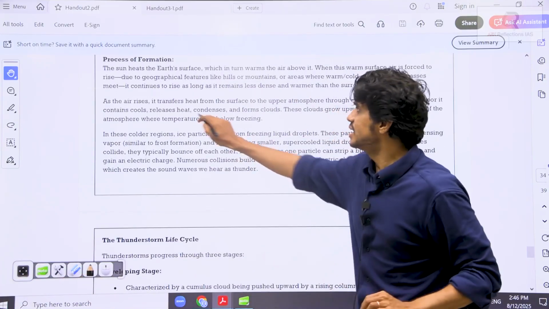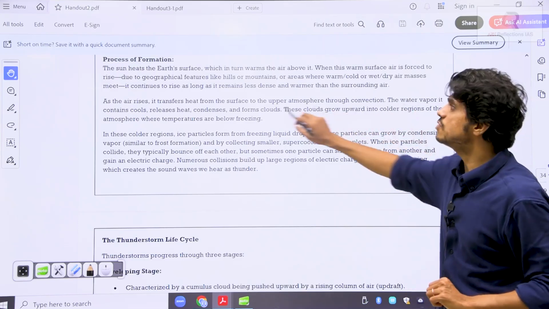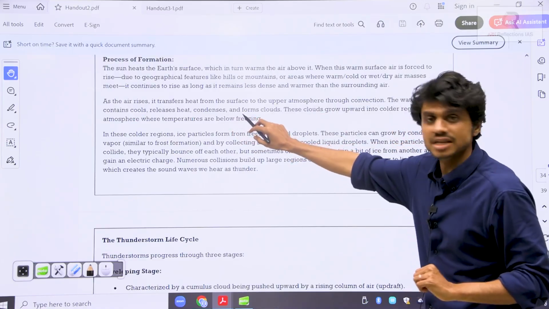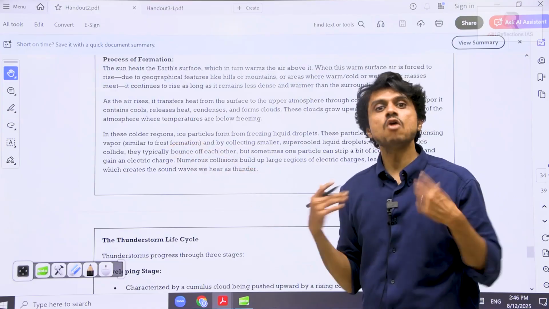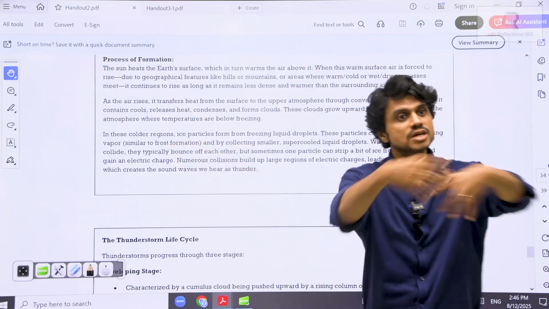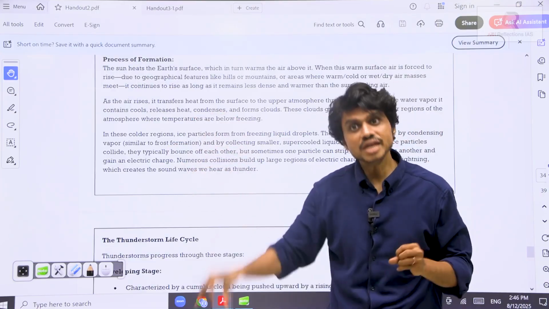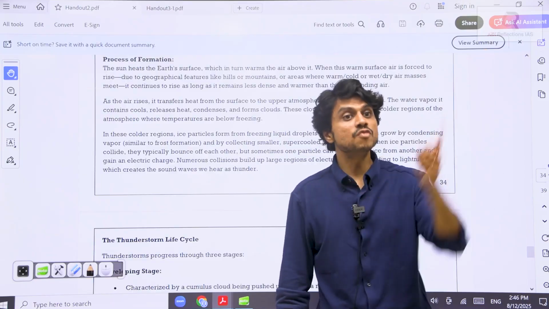As the air rises, it transfers the heat from the surface to the upper atmosphere through convection. The water vapor it contains cools, releases heat, condensation. Now see here, whenever the condensation happens, the water vapor is releasing the heat. Evaporation happening, water vapor is basically absorbing the heat. Here, condensation process, heat is getting released. So again, heat is maintained and again it keeps rising. So the more the moisture, the more will be the vertical clouds.